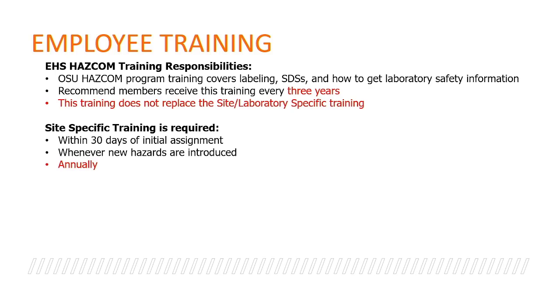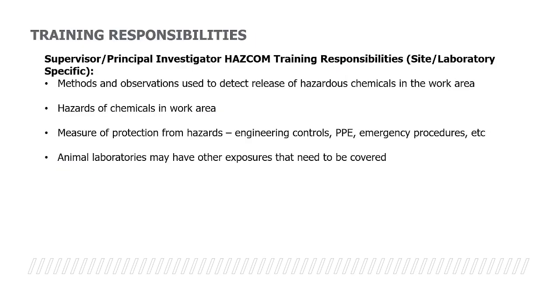So that's where it comes back on the employer, and the supervisors, to make sure employees are receiving the HazCom training. Training responsibilities include the supervisor, the PI, the principal investigator, the site, the laboratory specific, methods and observations used to detect release of hazardous chemicals in the work area. What are the hazards of the chemicals that I'm going to be using in my work environment? How am I going to protect myself? Am I going to use engineering controls?